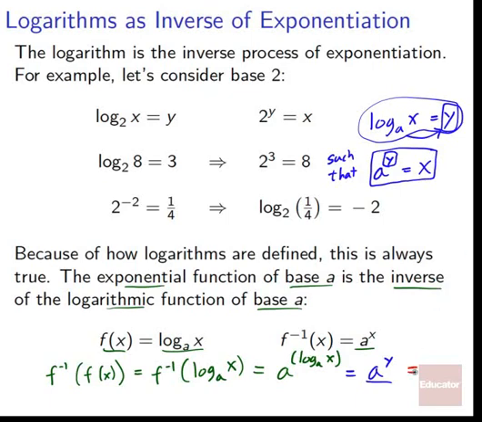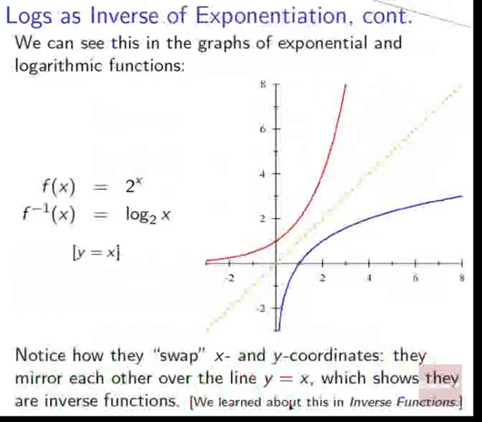So if a to the y equals x, then that equals x, which means that f inverse of f of x equals x. Whatever we put in as our input comes out as our output if we do these two functions one on top of the other. We've got inverse functions because one function cancels out the effects of the other function. We'll talk about this more in future lessons.